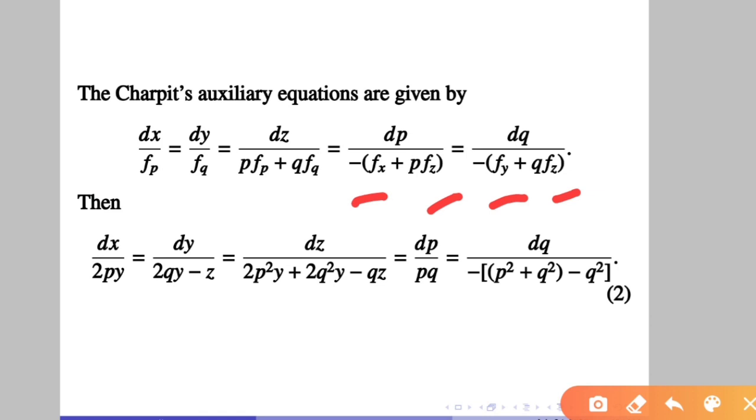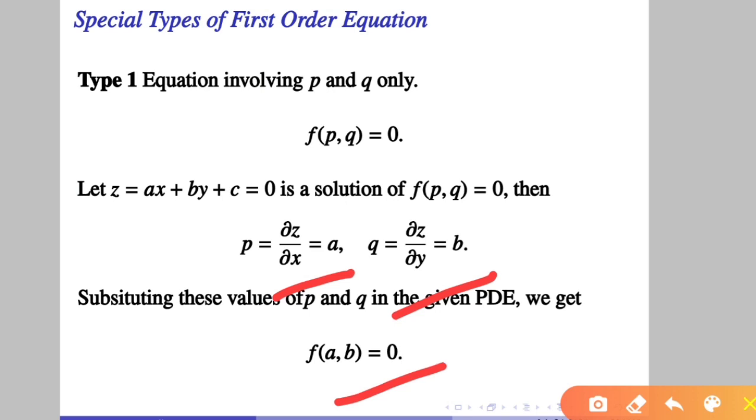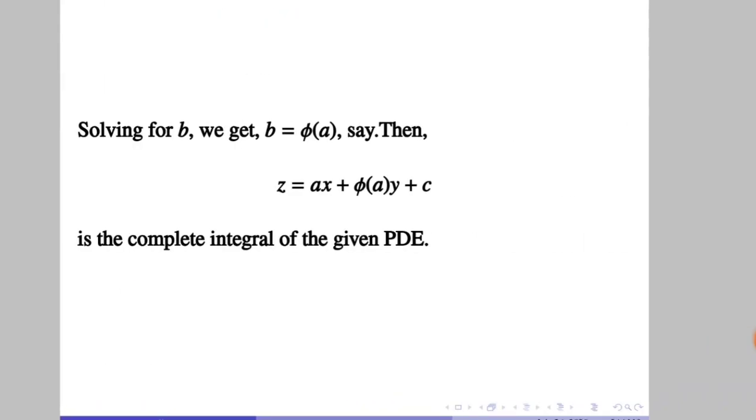So dq by 0. So dp is equal to 0 means p is a constant. p is equal to a. So dq by 0 means dq is equal to 0. It's a ratio. dq is equal to 0. So q is equal to constant by integrating. So that's why we are getting, for the first type, p is equal to a, q is equal to b. Then f of a comma b is equal to 0. And then we are substituting b is equal to phi of a, finding the b value in the given equation, and then we are finding the complete integral.